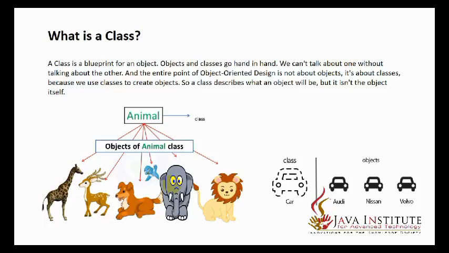Because we use classes to create objects, a class describes what an object will be, but this is the object itself. You can see in this image, this is animal. We can say simply animal is a class, and there are objects. When we consider animals, there are different kinds of animals such as elephants, bears, lions, monkeys, birds, and many other things. So that's why we can say animal is the class and those are objects of the animal class.